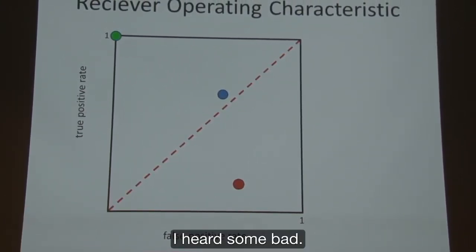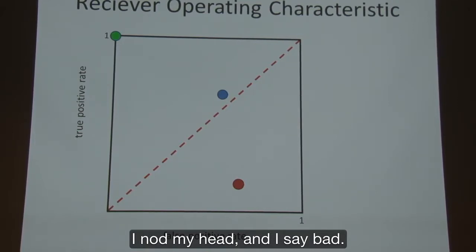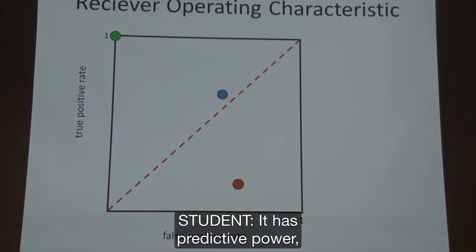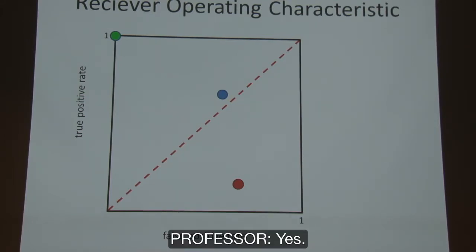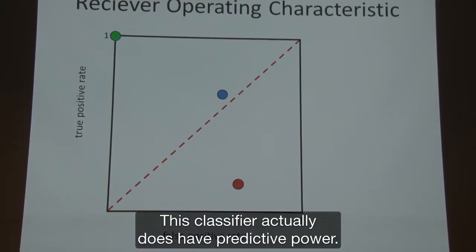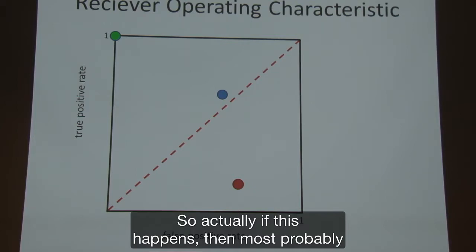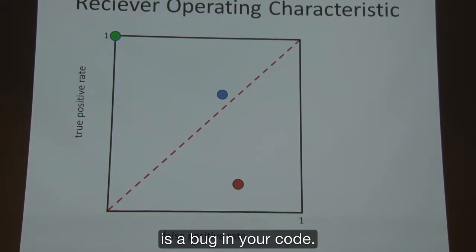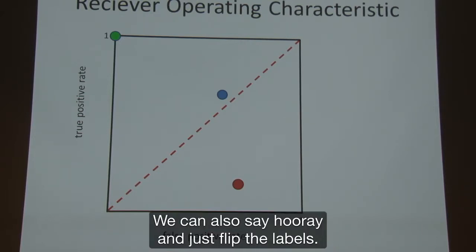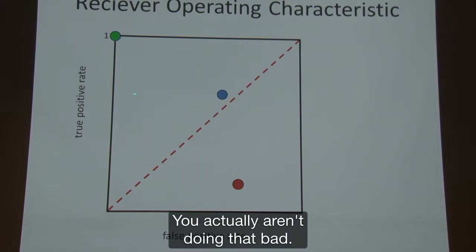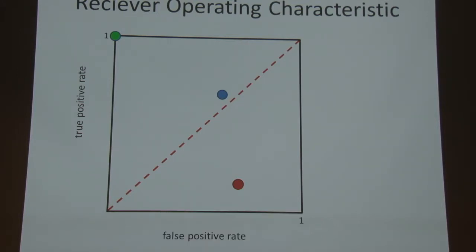I heard some bad. I nod my head and I say, but... Yes? There is predictive power, but you have to flip around your labels. Yes. This classifier actually does have predictive power, but you need to flip the labels. Right? So actually, if this happens, there most probably is a bug in your code, so I would go debugging. You can also say, hooray, and just flip the labels, and that would mirror it along this line. You actually aren't doing that bad.